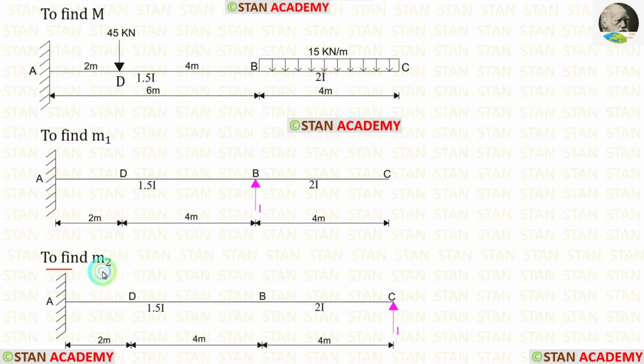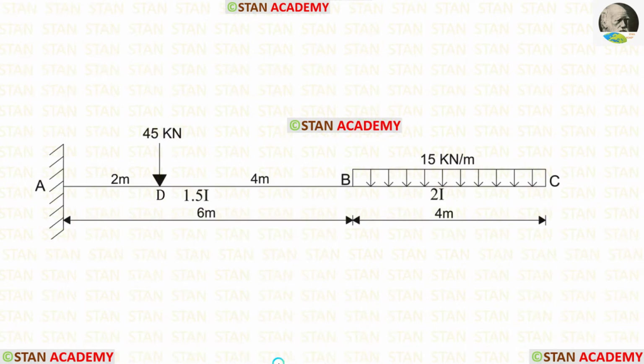To find the moment m2, we have to apply unit load in the second coordinate. Our second coordinate is in the point C. So in the point C, I have applied unit load. We have to be very careful. When we find m1 and m2, we should remove all of the loads.